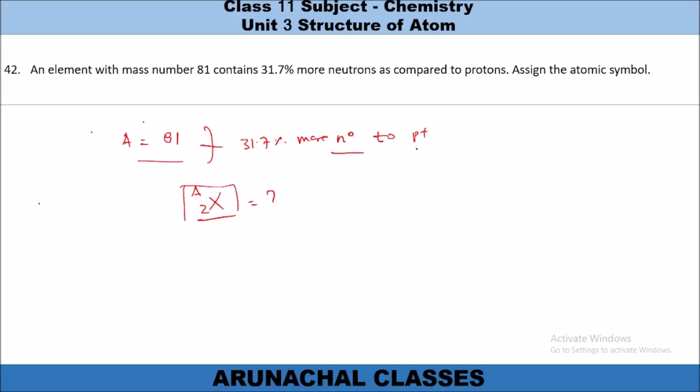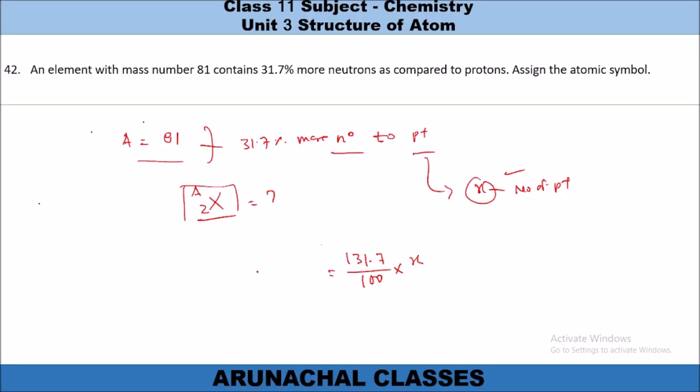So we have to consider how many protons there are. Let us consider that in the element the number of protons is x. Now, as per the question, it has 31.7% more neutrons than protons. So the number of neutrons will be 131.7 divided by 100 of protons x.